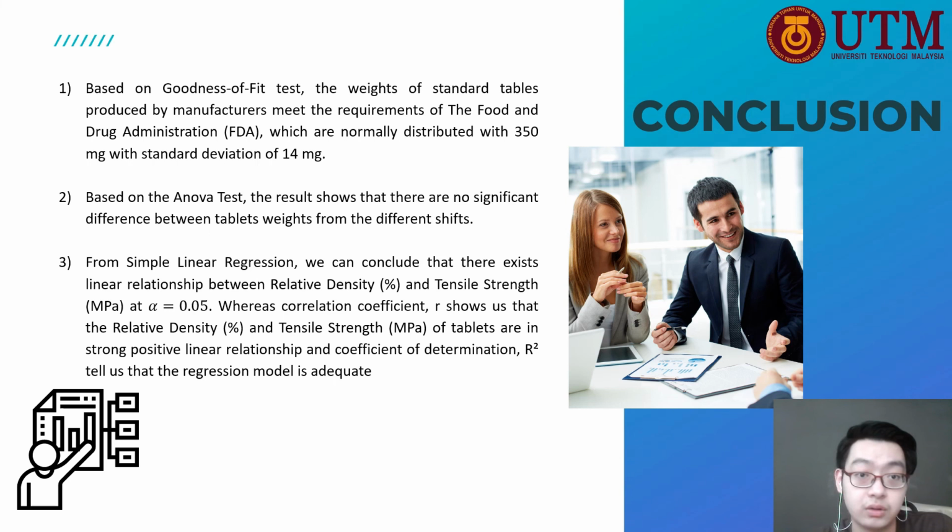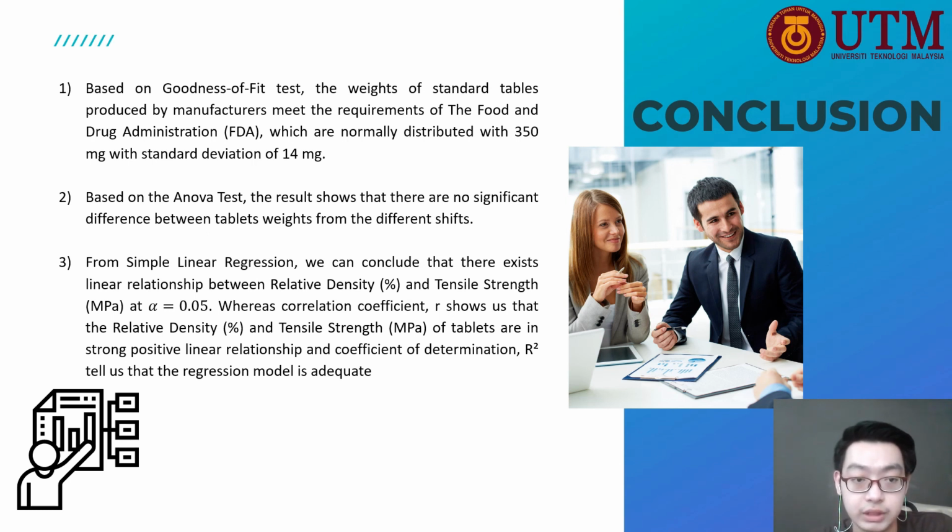Based on the goodness of fit test, the weight of tablets produced by the manufacturer meets the requirement of the Food and Drug Administration, FDA, and is normally distributed with a mean of 350 mg and a standard deviation of 40 mg. The second is based on the ANOVA test, from question C. The results show that there is no significant difference between tablet weights from the different shifts.